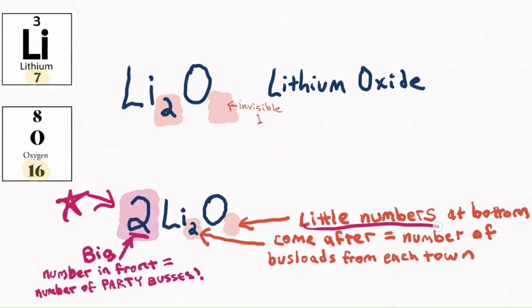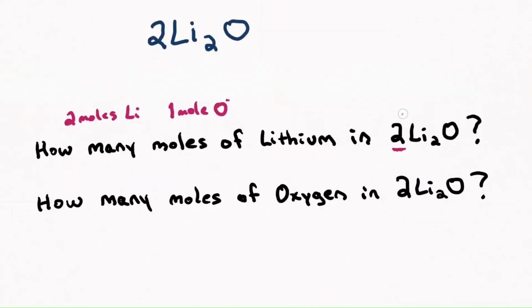The little numbers at the bottom are how many moles or how many buses of just the people from that town. But the big number is how many party buses there are. This big fat 2, this is the party bus number. Okay, this is the bus from the town. This is the town bus. But this is the party bus. This is how many party buses there are.